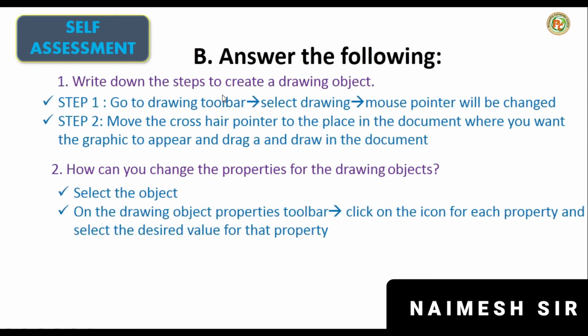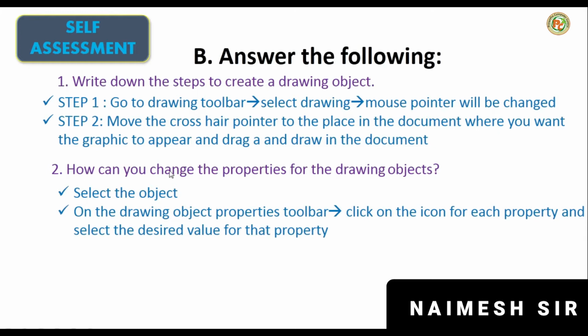Write down the steps to create a drawing object. For this, we have to first select the drawing and then go to the drawing toolbar. From the drawing toolbar, we select the drawing and click, and the mouse pointer will change. After that, move the crosshair pointer to the place in the document where you want to put the graphic, and then drag and draw the particular object.